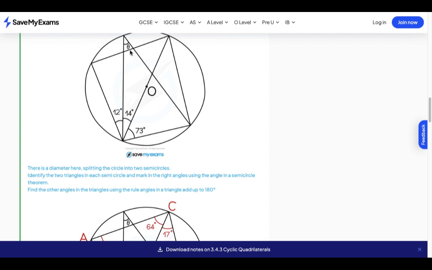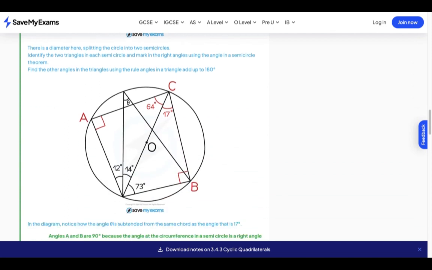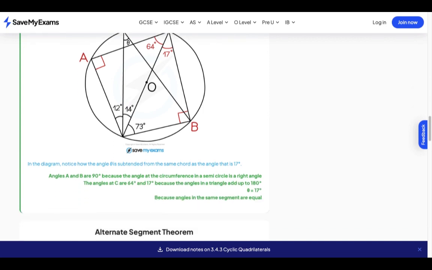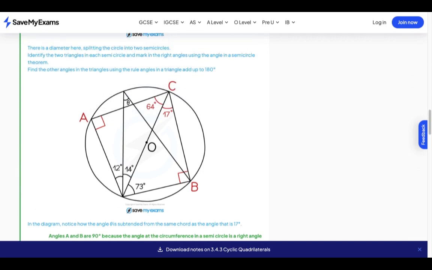The angle at the center is twice the angle at the circumference. See? Here is 17. I just explained this verbally, but if you want, we can draw and show it. Here is 70, here is 64, here is 90, here is 90. So you found almost every angle. So theta will be what also?